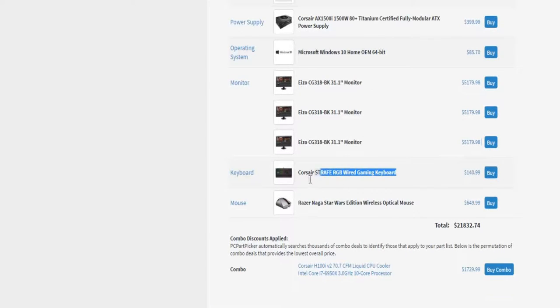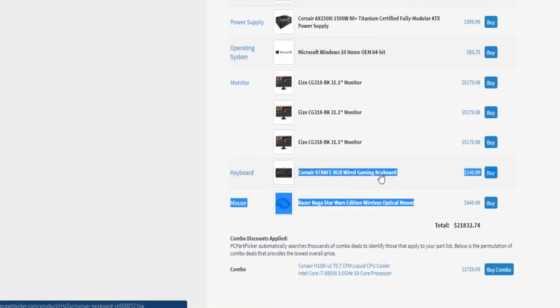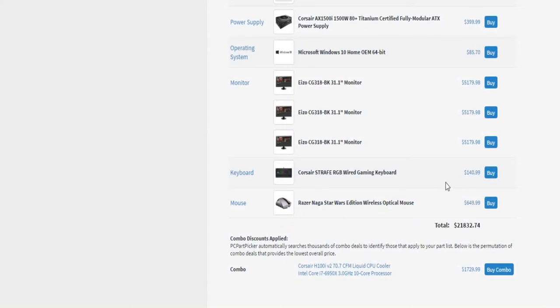Then we went with the Corsair Strafe RGB wired gaming keyboard and the Razer Naga Star Wars Edition wireless optical mouse. Now of course, the mouse and keyboard you guys can pick, because everyone has their choices. I personally think this is a good keyboard and this is a good mouse, but for you it'll be different.